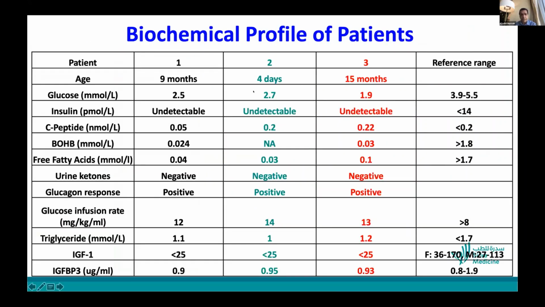Some were investigated at a younger age, some a little bit later. So you can see the blood glucose concentration here. Again, insulin undetectable, C-peptide very low. But if you look at the ketone bodies and fatty acids, you can see the action of insulin, but no insulin present at all in the blood. You can see ketones are negative in the urine, and they all had a very positive glucagon response. So again, suggesting that this is hyperinsulinism, but no insulin was detectable in the blood.